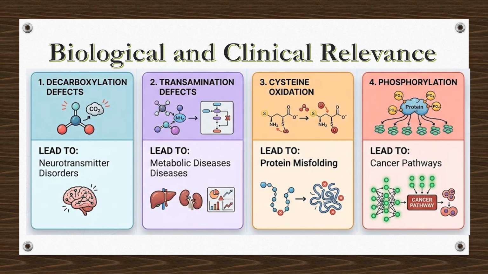Phosphorylation and cancer pathways. Phosphorylation of serine, threonine, and tyrosine residues is the cell's main way of regulating signaling pathways. Kinases add phosphate groups, phosphatases remove them, and together they control growth, survival, and metabolism. When phosphorylation is dysregulated, cancer can result.